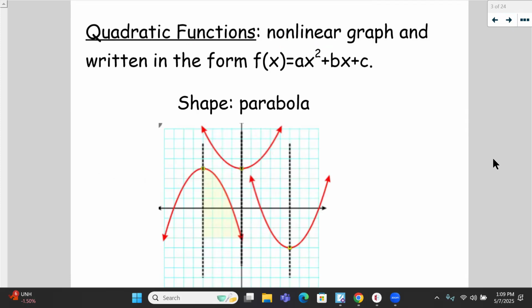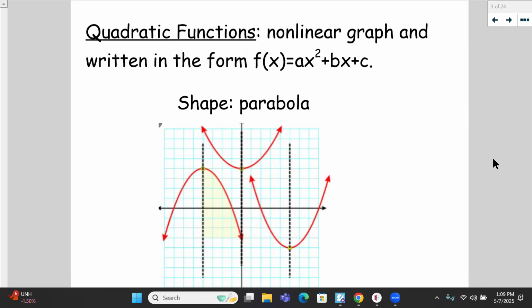And so a quadratic function is a nonlinear graph written in the form f of x equals ax squared plus bx plus c. There's that quadratic trinomial, the ax squared plus bx plus c. And if you remember, f of x is interchangeable with y.